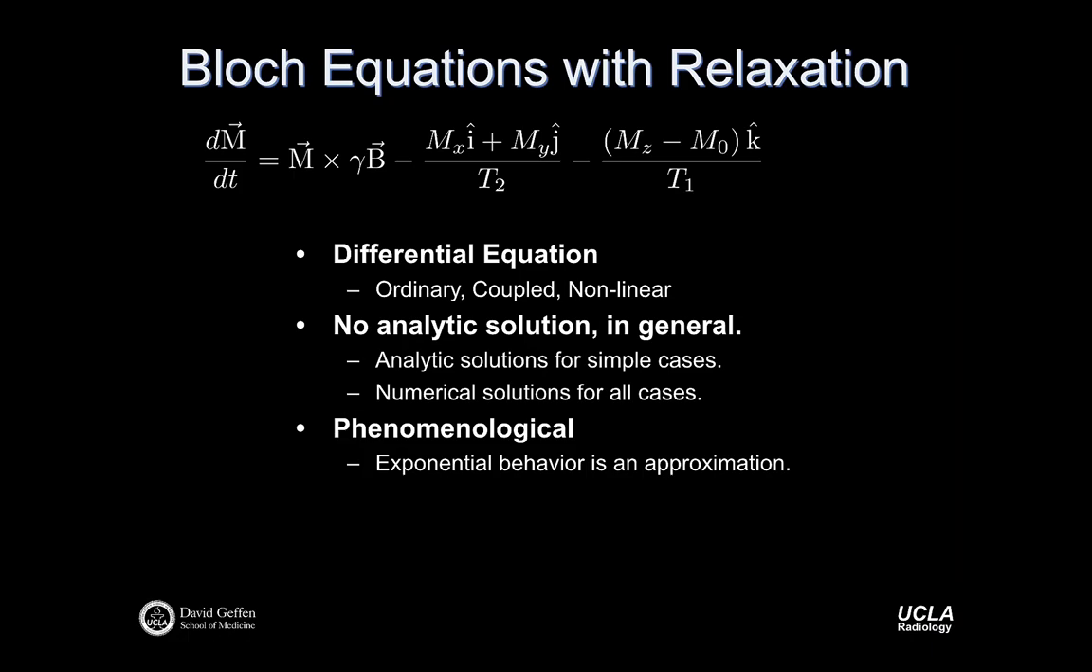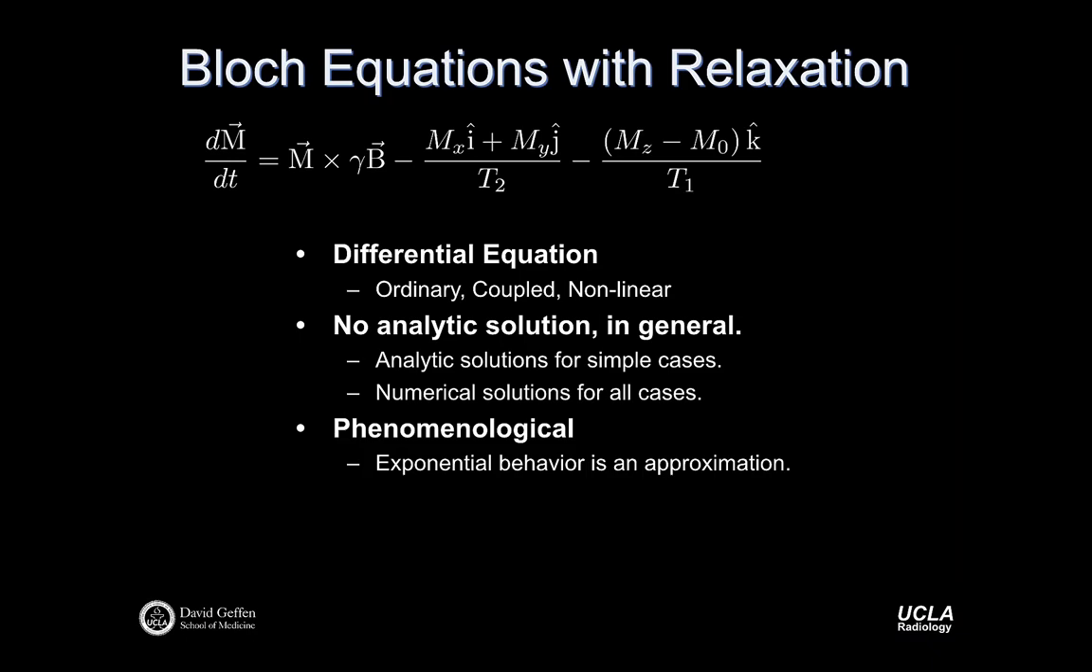Somewhat remarkably, and in some ways disappointing, these two terms on the left-hand side are just phenomenological. What does that mean? Well, the equation of motion we were able to derive for the most part. There was one empirical expression, experimentally derived, that we had to rely on, that the magnetic moment was equal to gamma times the spin angular momentum. Here, these relaxation terms are also phenomenological. That means they just capture the behavior. They describe the behavior of what's observed experimentally.